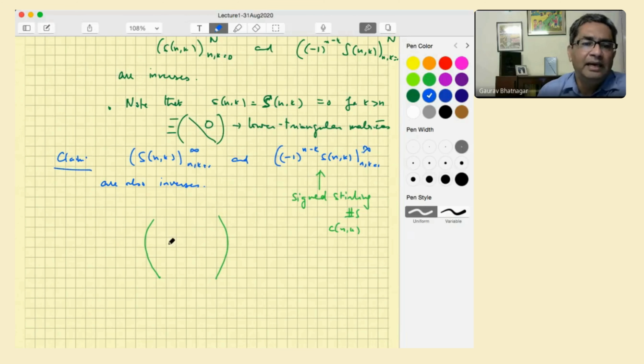So let's say (-1)^(n-k) capital S_{n,k} is an element here. And what I do is I multiply on this side by a diagonal matrix. So I multiply by (-1)^0, (-1)^1, and so on.